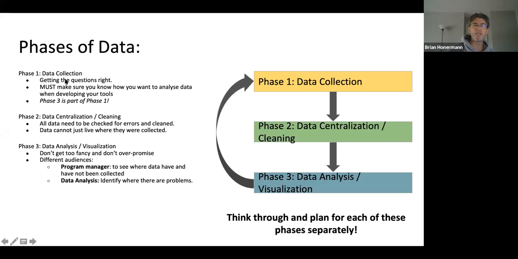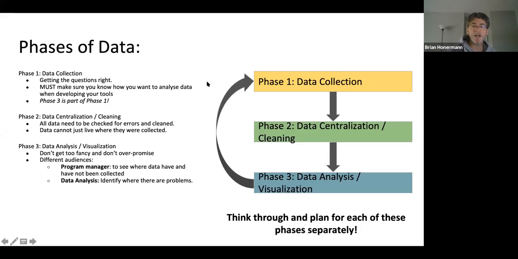Because oftentimes we get questions and we design questions, and then when it comes to the later part of analyzing the data, it becomes very difficult because the question was phrased a little wrong. So you should very much be taking into consideration how we're going to analyze the data as we're designing the data tools themselves. It's a really important piece.